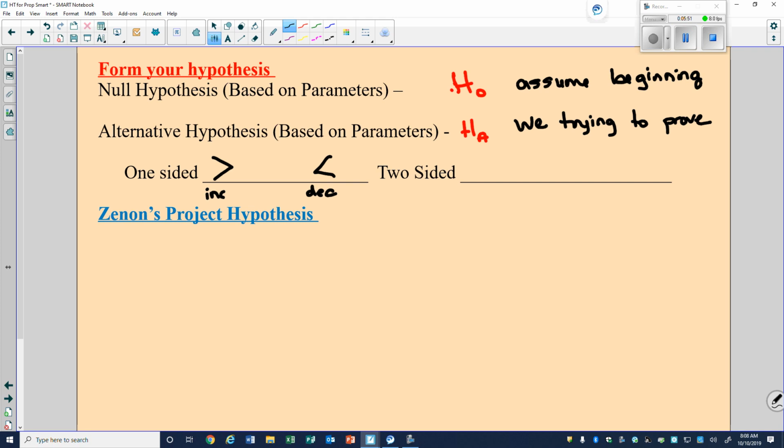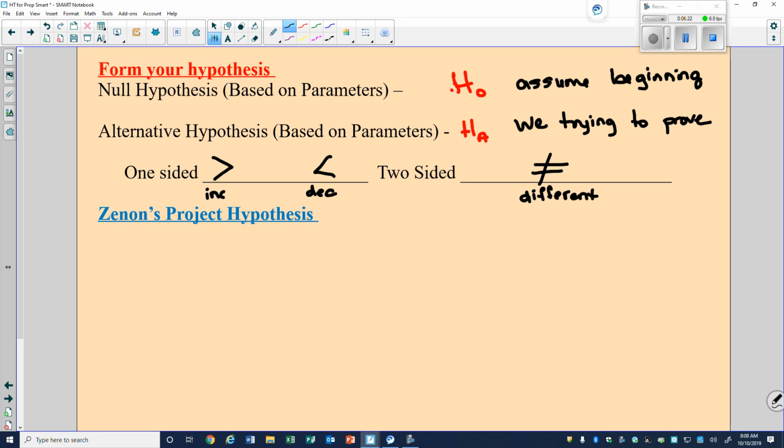If you are trying to prove that something has decreased, then you would want to use less than for your alternative hypothesis. And if it is a two-sided alternative hypothesis, then you really don't care if it has increased or decreased. You just want to see if it is different. It could have gone down, it could have gone up, but you just want to know if it's different. And in that case, we're just going to use a not equals for the alternative hypothesis.